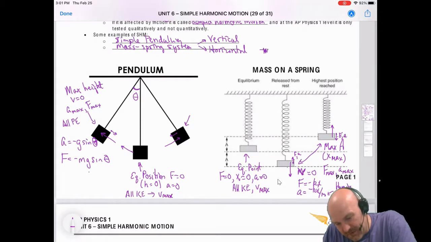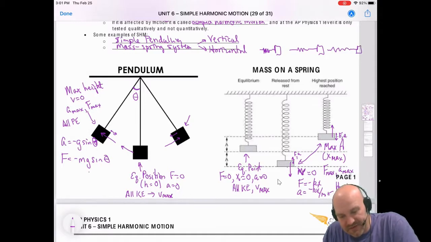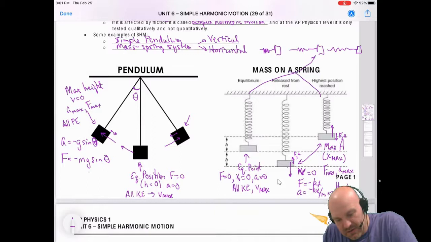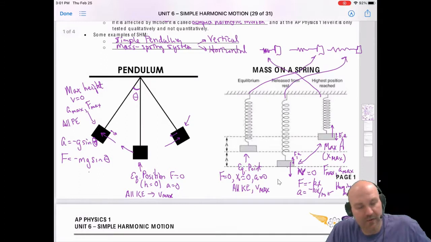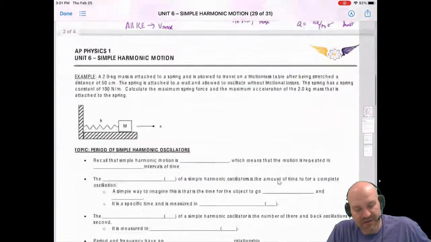So when I'm tight, right, equilibrium, and then when I'm kind of fully stretched out, right? I mean, that's this point, this is this point, and that was that point, right? And so let's look at a quick example. Looking at some of these, like the spring force and acceleration.